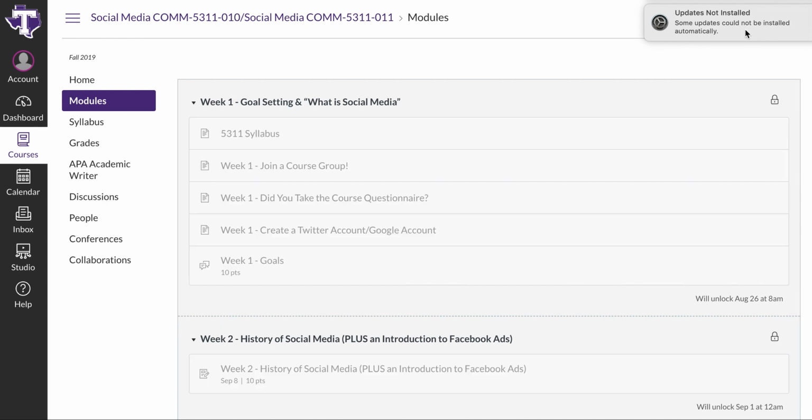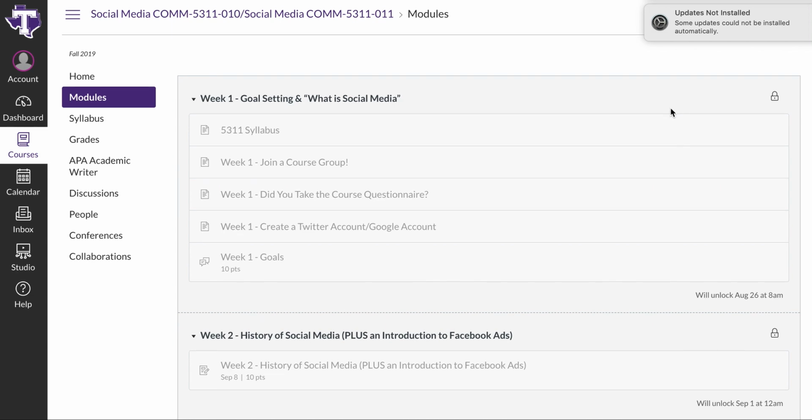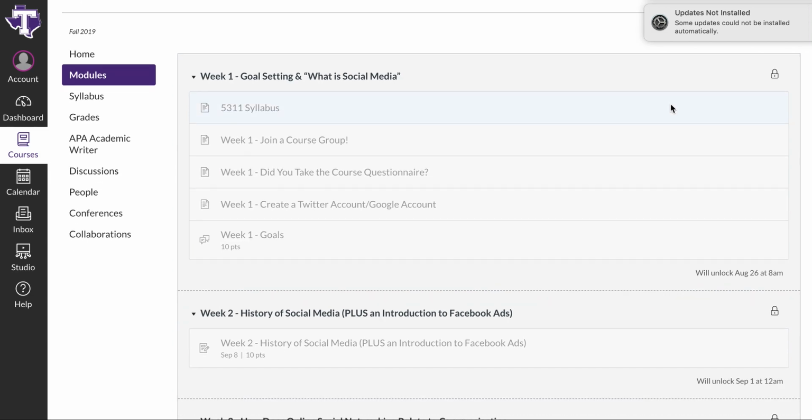So this is a list of your modules. Each module is focused on a different topic. The first week is focused on goal setting and what is social media. The syllabus is there, you can click that. I try to put that in several different places. We also have the week 1 join a course group, and then also a course questionnaire.